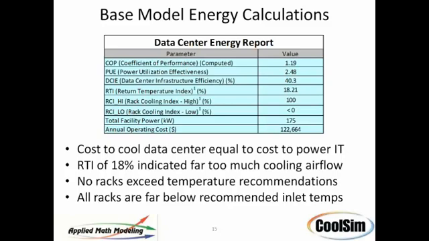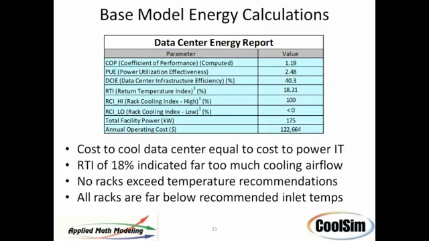So, as we saw in our first base study, let me just review where we started. We have a coefficient of performance of 1.19. It's not good at all. Remember, this should be at least 3 for a DX-based unit. The PUE is 2.4. Remember, ideally, you'd like 1.2. So it's off by a factor of 2. The RTI is 18%, which means I have a tremendous amount of bypass airflow. The RCI high is 100% because certainly no rack is too hot.